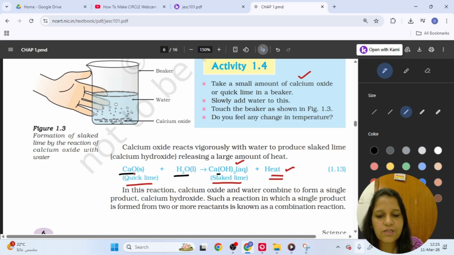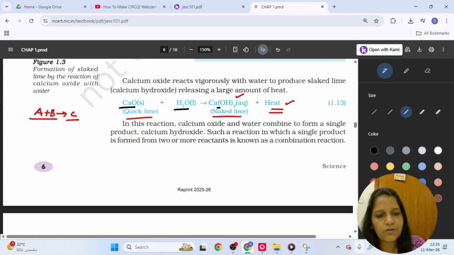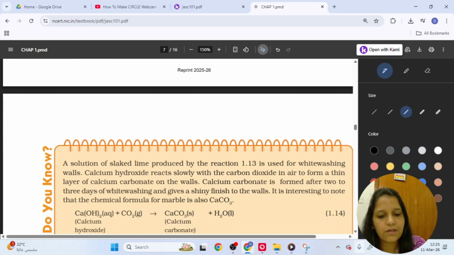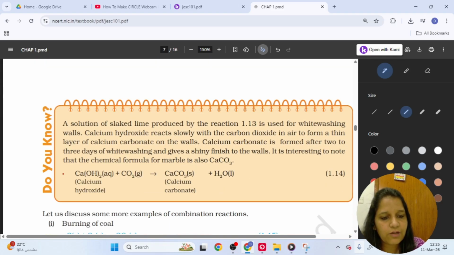So calcium oxide and water combine to form a single product which is known as calcium hydroxide, and this single product is formed from two or more reactants. That is why it is known as a combination reaction. When two components or two reactants are combined and give rise to a single product, then it is known as a combination reaction. Now this calcium hydroxide, when combined with carbon dioxide, forms calcium carbonate.